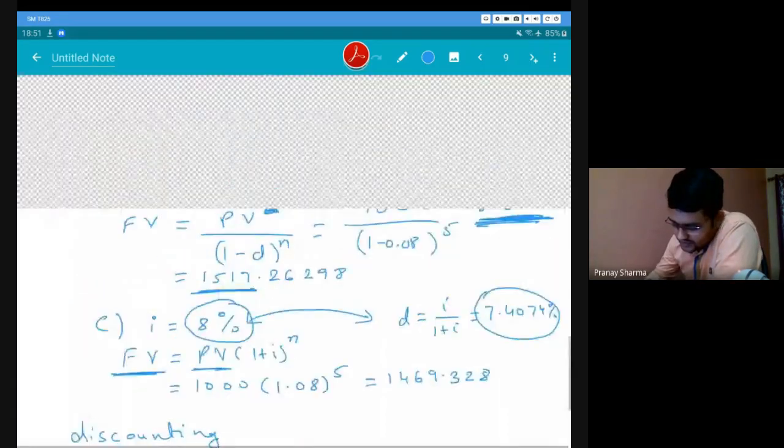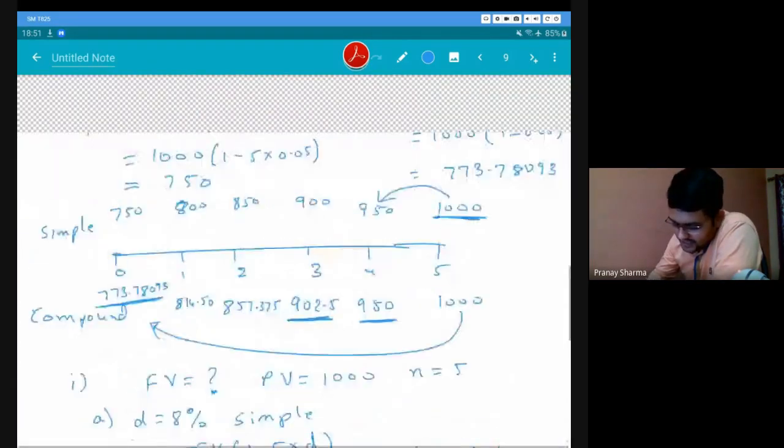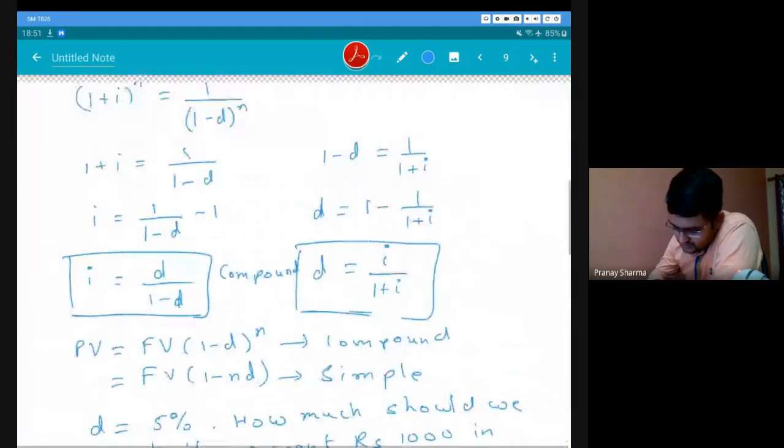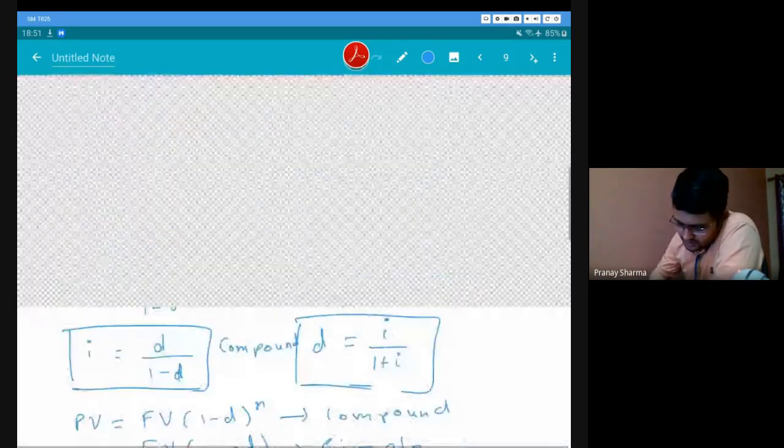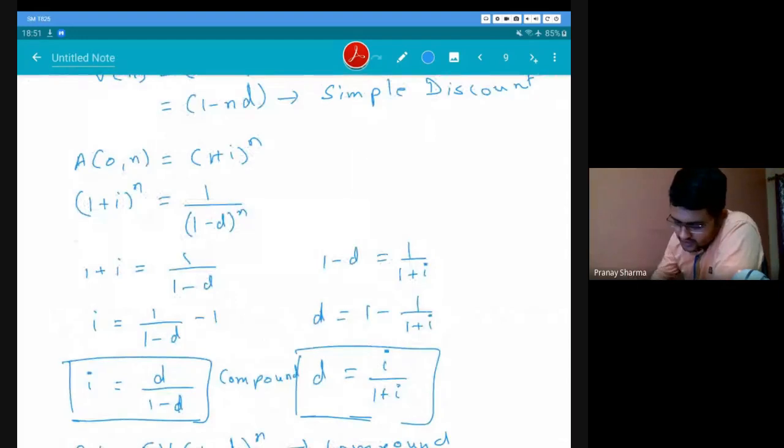So while we were converting for compound interest, n cancelled out. Here we are taking nth root here and nth root here, and n cancelled out. That is why we got this. This was not for n is equal to 1.